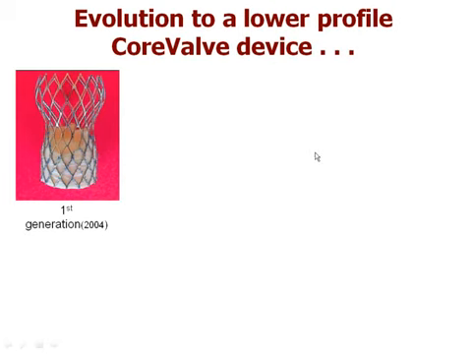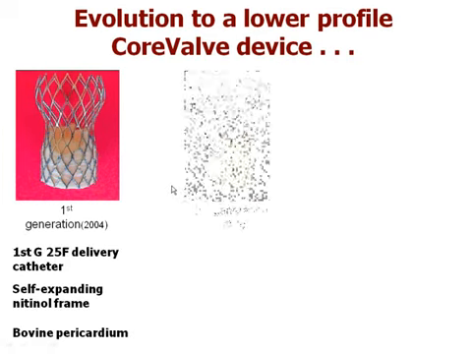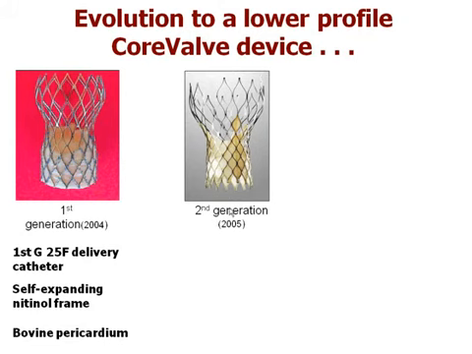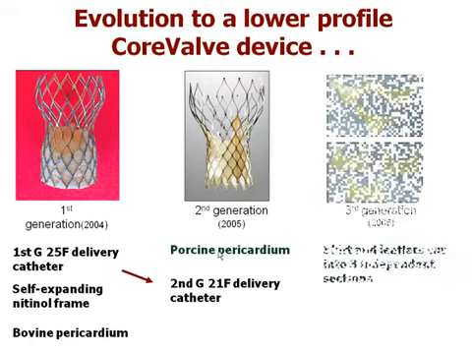So what were some of the evolutionary changes that led to a lower profile CoreValve device? The first generation was 25 French. It was self-expanding and it had bovine pericardium. When they moved over to the second generation, it was a porcine pericardium, and this was the reason why they went to a 21 French delivery catheter system. The porcine pericardium is thinner than bovine pericardium.